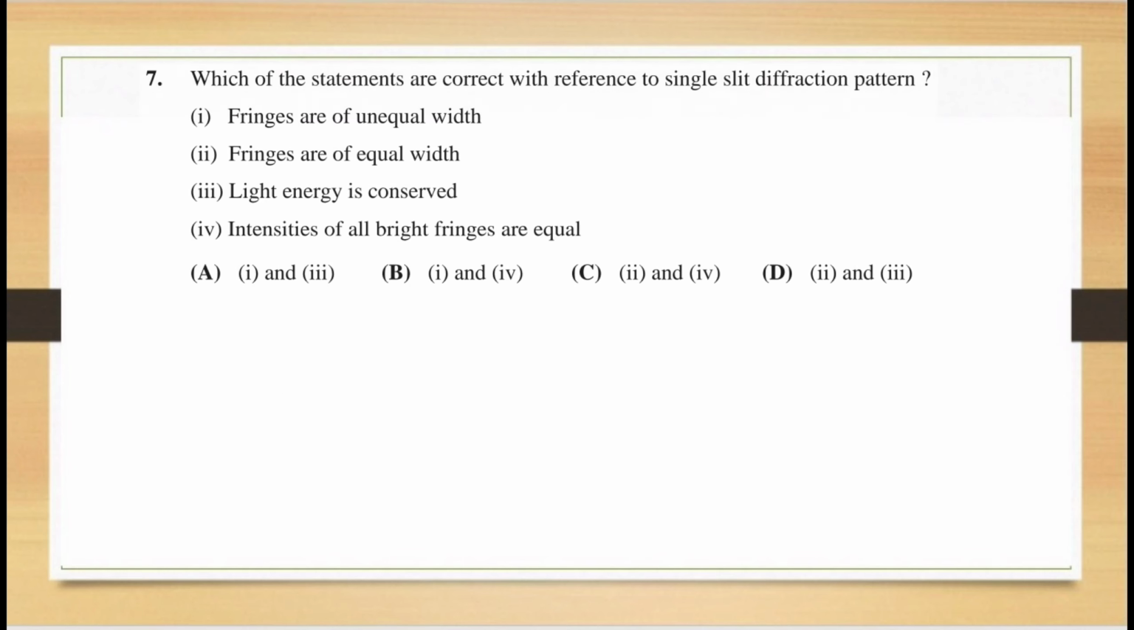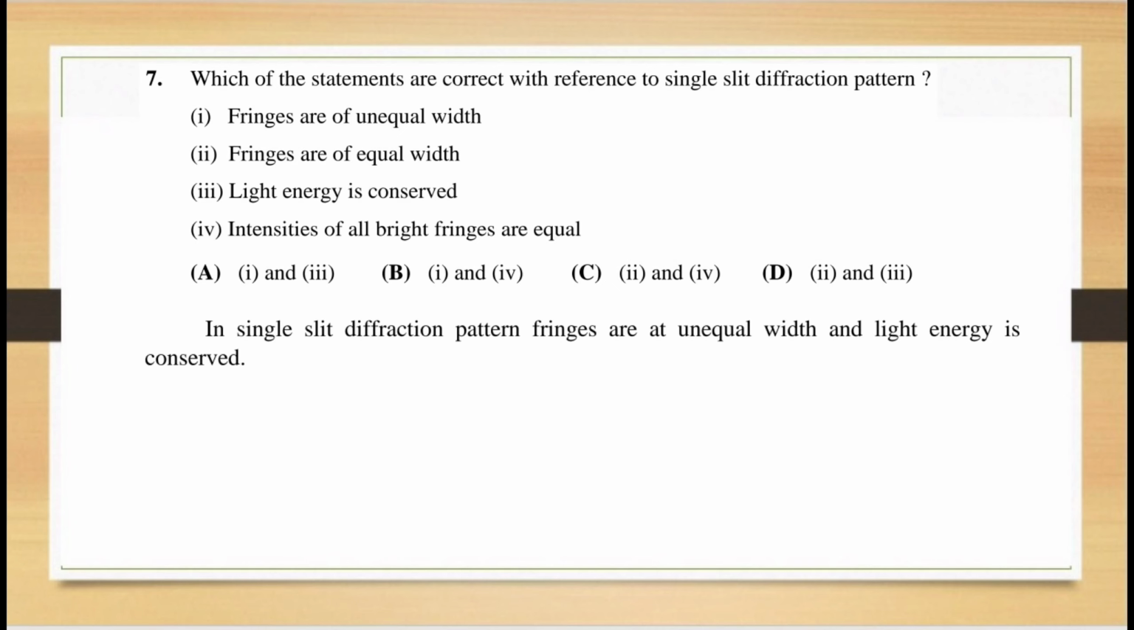Seventh question is, which of the statements are correct with reference to single slit diffraction pattern? First statement is, fringes are of unequal width. Second statement is, fringes are of equal width. Third statement is, light energy is conserved. And fourth statement is, intensities of all bright fringes are equal. We know that in single slit diffraction pattern, fringes are of unequal width and light energy is conserved. So, first and third statement is correct. Therefore, option A is correct.